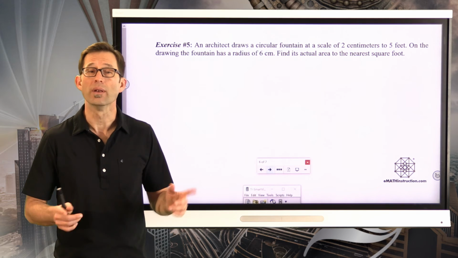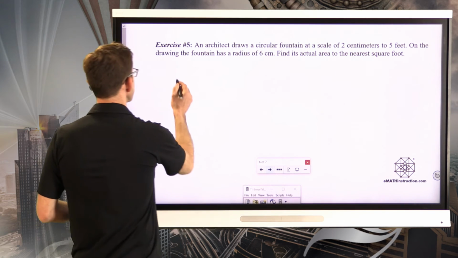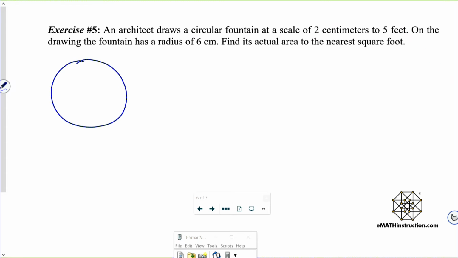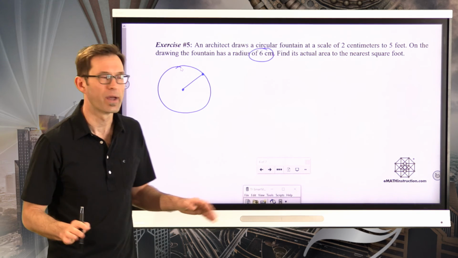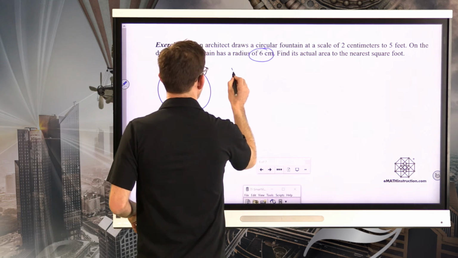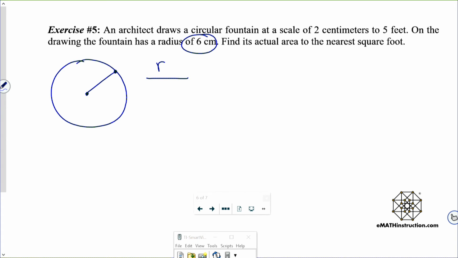All right, let's do it. Well, the first thing I'd like to know is what the actual radius is, right? So I don't know what the actual radius is. I know on the picture it's 6 centimeters. That I know for certain, right? So I'm going to set up that proportion. I'm going to say the radius is to 6 centimeters as 5 feet is to 2 centimeters. Right?